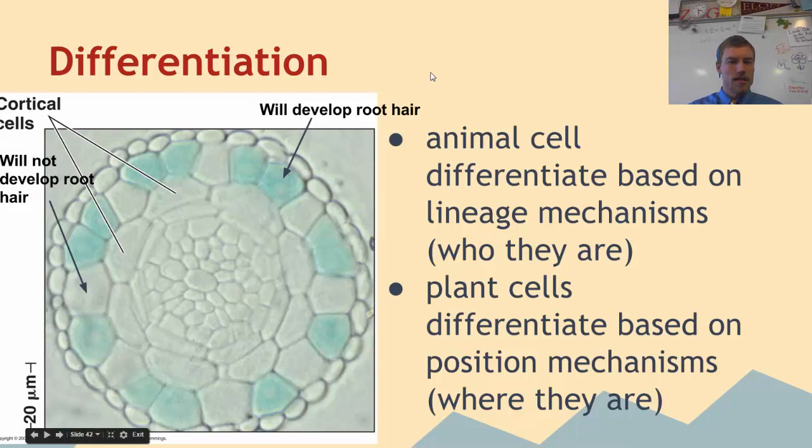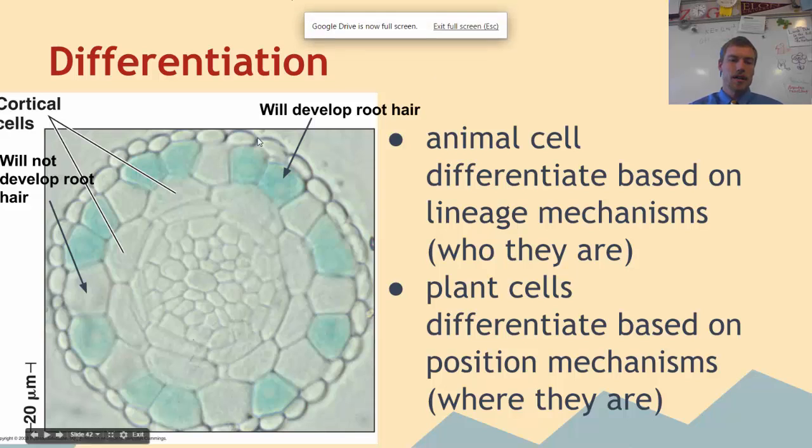Plants also go through the process of differentiation. The little bit of difference is that animal cells tend to differentiate based on what is known as lineage mechanisms. So basically, you have inherited as an animal cell a particular set of chemical precursors or chemical signals that are helping to determine what type of cell you're going to become, whereas a plant cell is differentiated based on its position. So a cell is not necessarily destined to become something until it gets into a particular position.